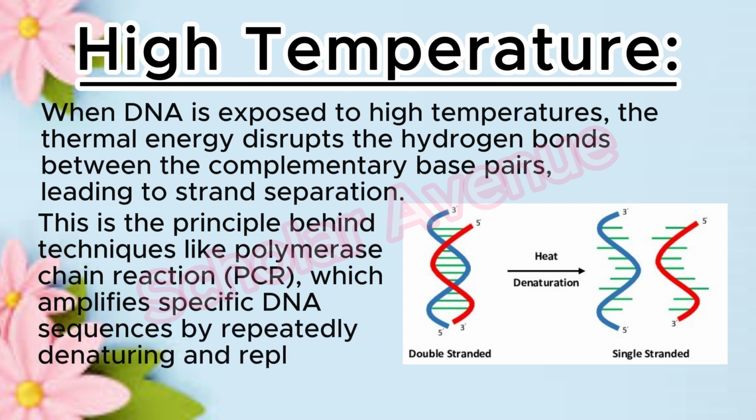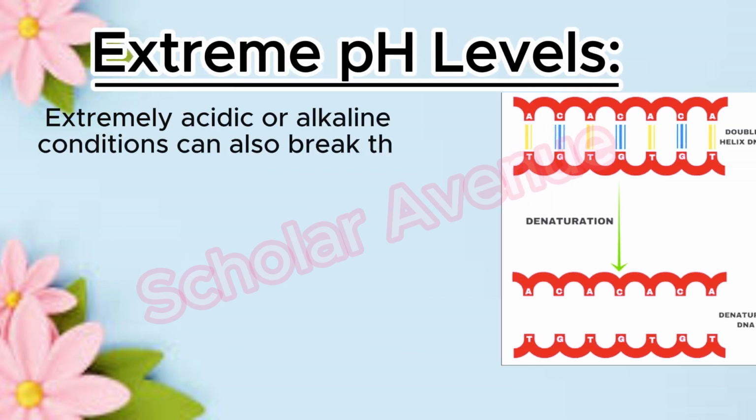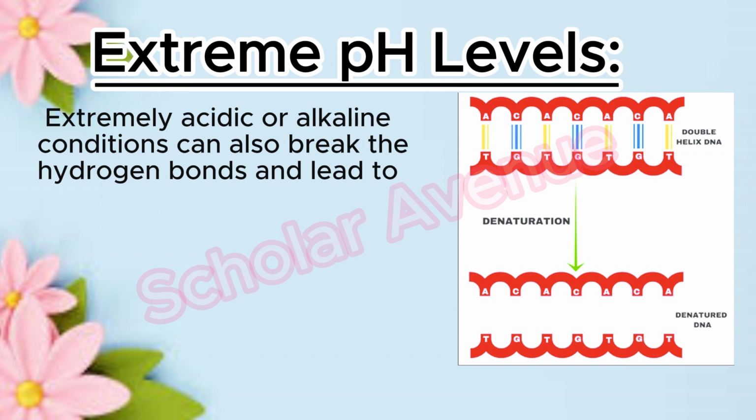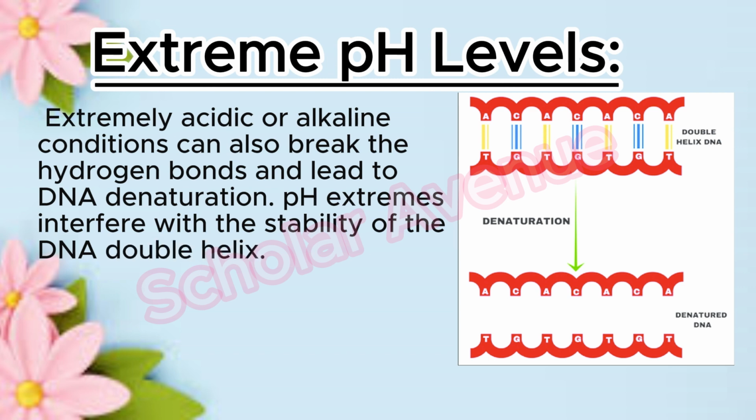By repeatedly denaturing and replicating them, extremely acidic or alkaline conditions can also break the hydrogen bonds and lead to DNA denaturation. pH extremes interfere with the stability of the DNA double helix.